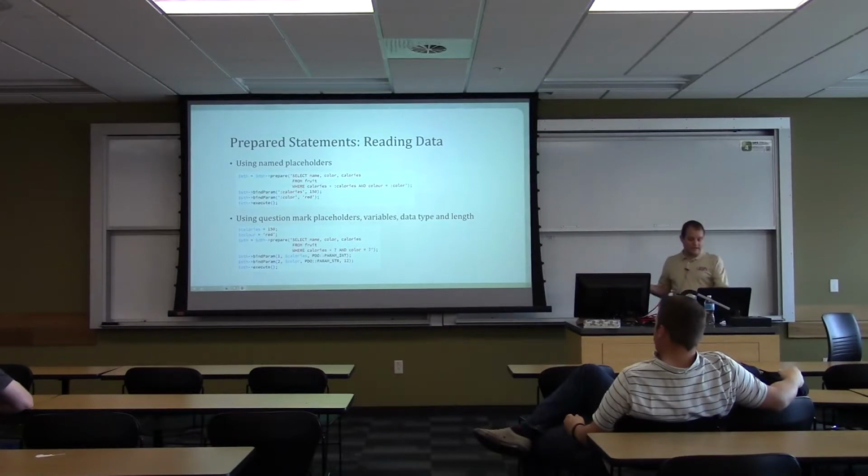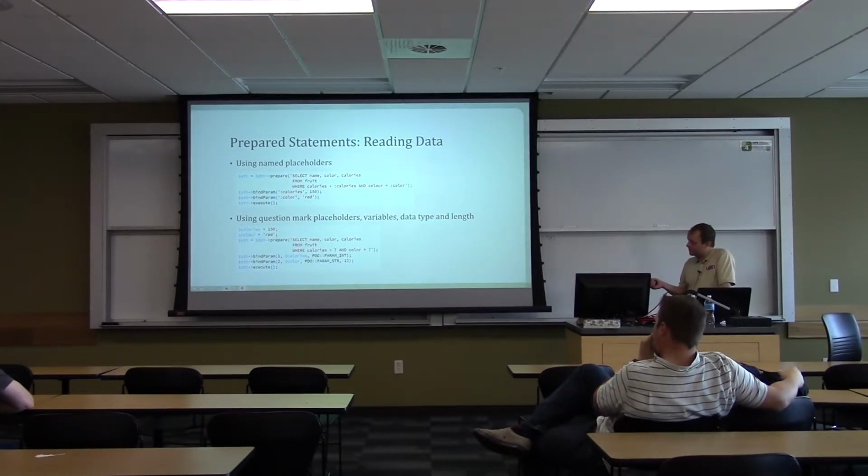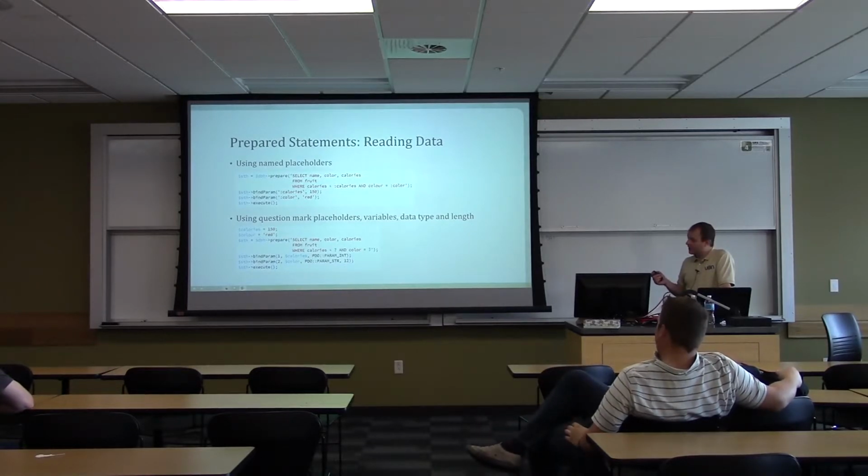Now down below, it does the same thing, but this has what's called question mark placeholders. So you can see in the SQL down there, instead of having those colons with the label name, you can just put in question marks. But now, when you want to bind the parameters, you got to tell it which one to bind to. So that's down below where it says bind parameter 1, and then it says use the value that comes from the variable calories.